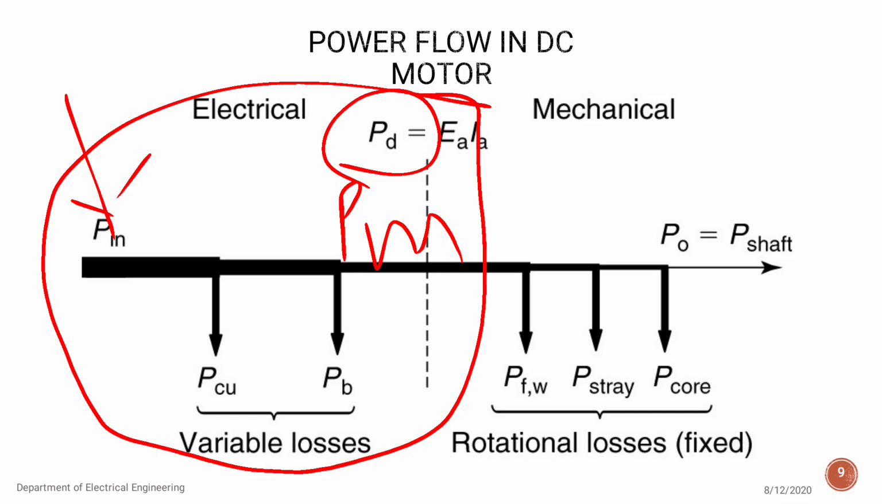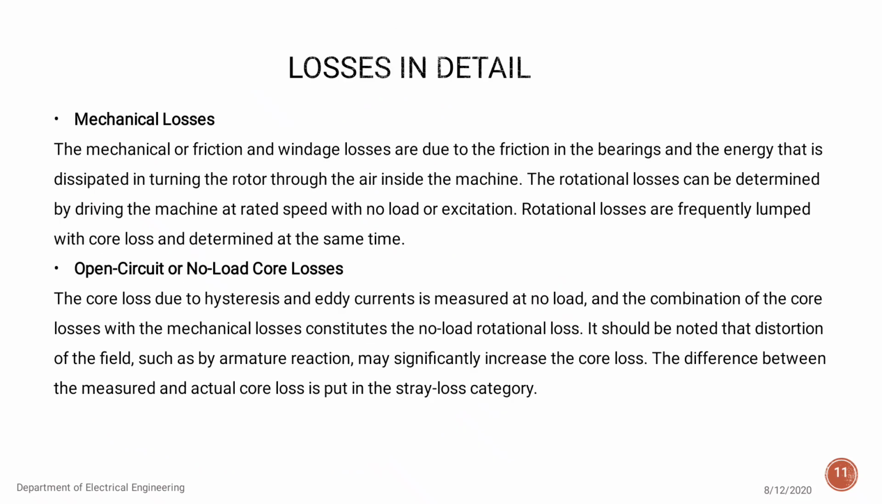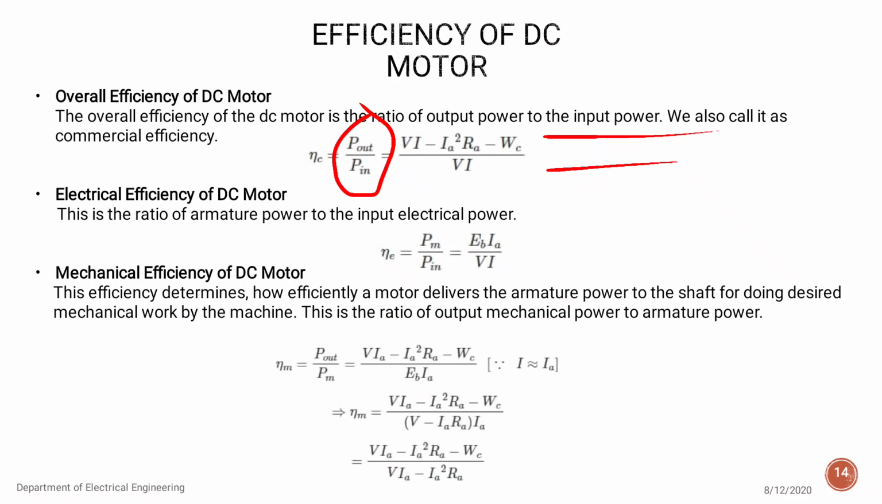Now in armature circuit, power developed is equal to EB into IA. So we'll come to our current slide. See, that is nothing but mechanical power divided by input power. Okay, so electrical efficiency can be calculated by using the formula: the ratio of the mechanical power developed in the armature circuit to the input electrical power. So the equation will be EB IA divided by VI. Everyone clear? Overall efficiency, electrical efficiency. Any problem?